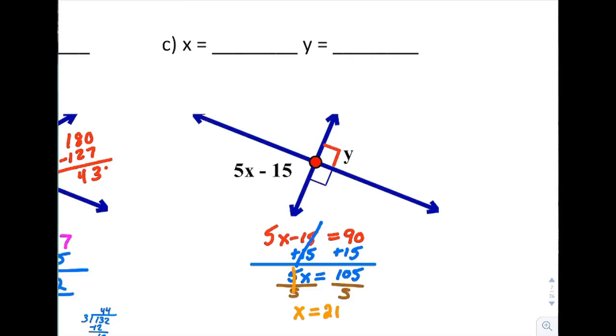And in question C, the right angle actually makes it really easy, because if you have one right angle, you really have four. They all have to be 90, because 180 minus 90 is always going to be 90. So y is 90 right away, and 5x minus 15 has to be 90. So 5x minus 15 is 90, and you solve it from there.